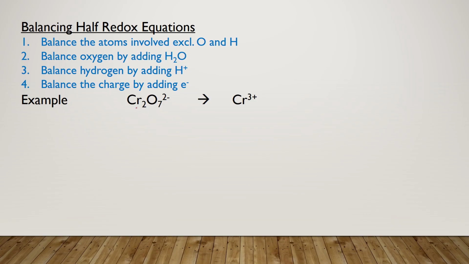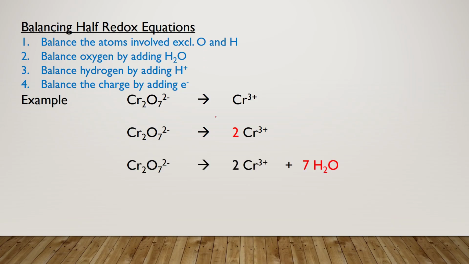So we've got 2 chromiums on the left hand side and only 1 chromium on the right, so we need to times the coefficient of the chromium on the right hand side by 2. Once we've done that, we then need to balance for oxygen by adding water. So we add water to the right hand side, and we add 7 because we had 7 oxygens on the left hand side, so we add 7 times 1 lots of oxygen to the right hand side. And you might notice that we balance for oxygen first because we do that by adding water, which upsets any balance we would have had for hydrogen, so it makes sense to then balance for hydrogen next.